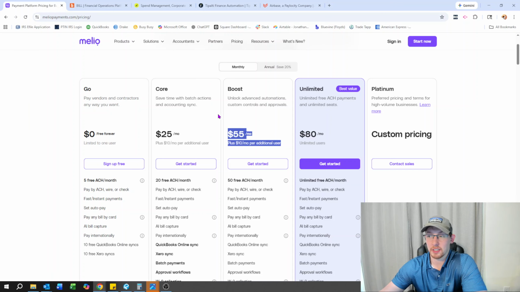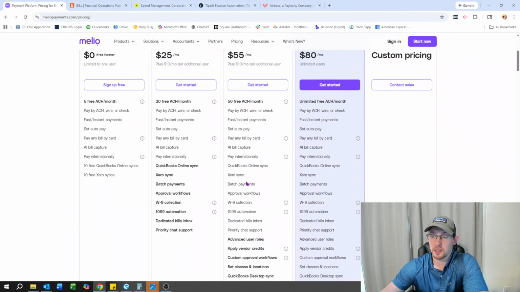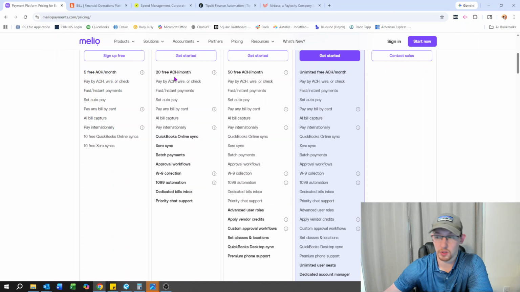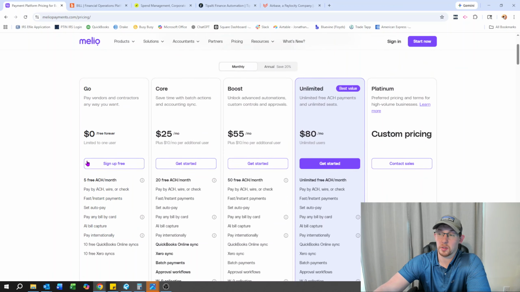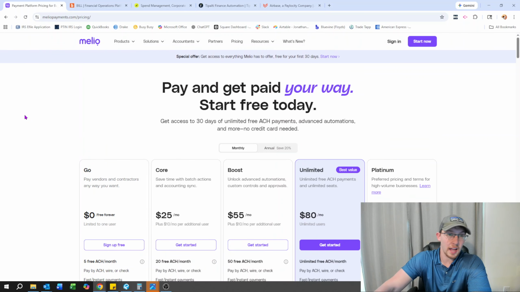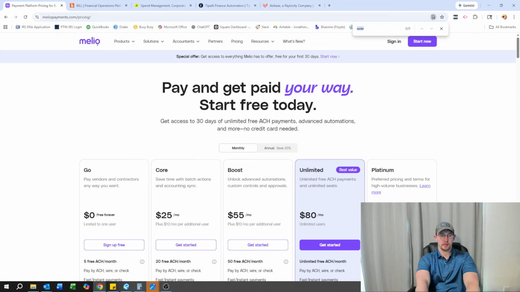I think most people are going to land under one of these two, the core or the boost, just because you actually get a reasonable amount of ACHs and you get a little bit more. You're definitely going to want that QuickBooks Online sync, that Xero sync if you're using either one of those platforms. But it's just this usability is where most people are going to land. I think Melio is best for growing small businesses. If you've got 1,000 bills a month, you may want to check out Bill or Ramp. Not to say Melio can't field it, but there could be better use cases.